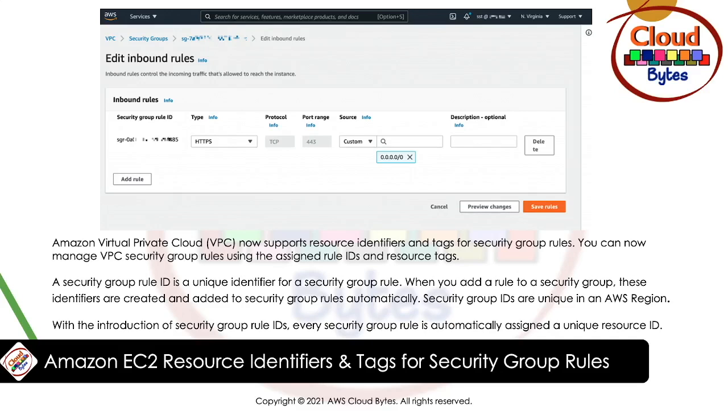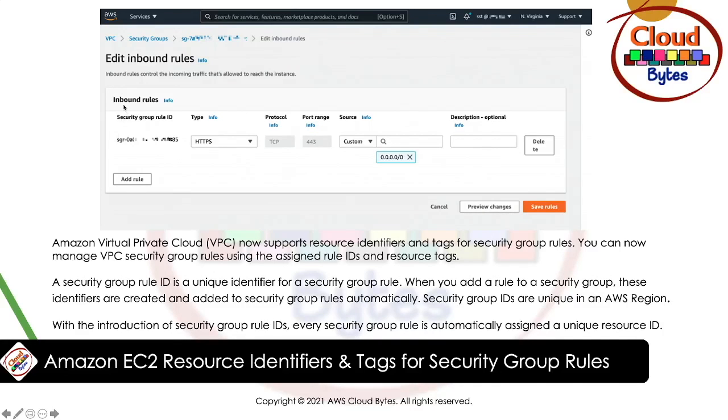with rule-specific metadata. Security group rule IDs and tags for the security group rules are available in the AWS Management Console, and also through AWS APIs and AWS CLI. There's no charge for using security group IDs or tags for security group rules. These enhancements are available in all commercial AWS regions.